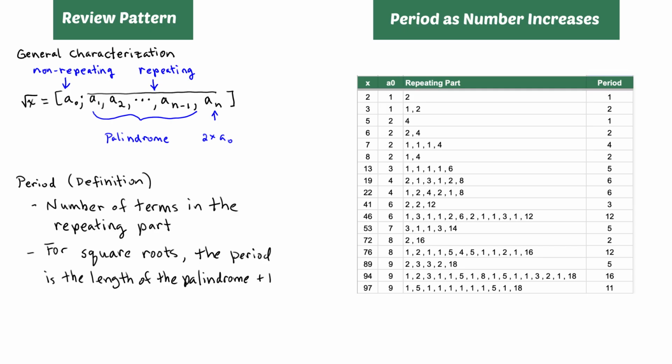In that video, we explained that as x increases, we can find longer palindromes. The length of the palindrome and the period differ by 1, so we can also say we find longer and longer periods. The smaller numbers have short periods, but as x goes up, the periods can be longer and longer. You can look at this column and see that longer periods appear as x increases. When x equals 94, the period is 16. It's the longest period for any x less than 100.